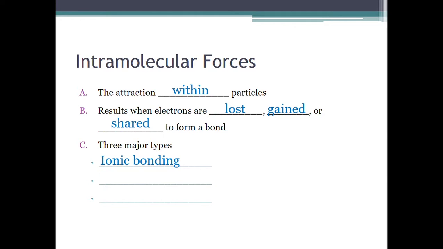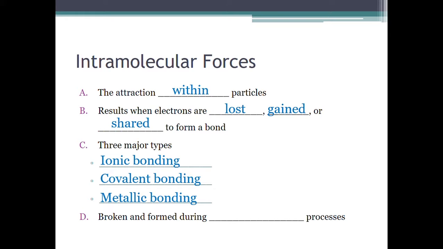These are what we've been talking about for the whole unit. Ionic bonding is an intramolecular force. Covalent bonding is an intramolecular force. And metallic bonding is an intramolecular force. And intramolecular forces, the forces that hold individual molecules together, can be broken and formed during chemical processes only. There is no physical process that can do this. Boiling, freezing, evaporating, condensing, none of those can break an intramolecular force. Those are what we've talked about so far.